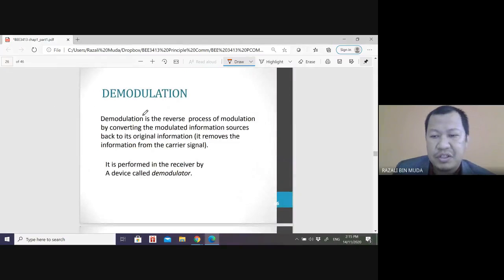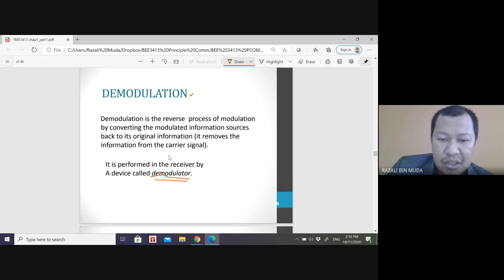Okay, that's all for the modulation. So next is the demodulation. The demodulation process is the reverse process of modulation, converting the modulated signal back to its original information. It means it removes the information from the carrier signal. It is performed in the receiver by a device called a demodulator. So from the name itself, you know that its function is to do the demodulation process.